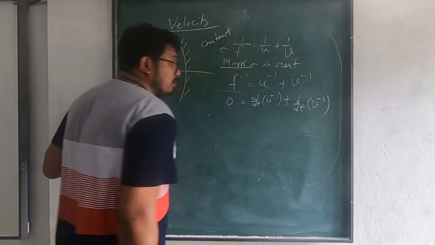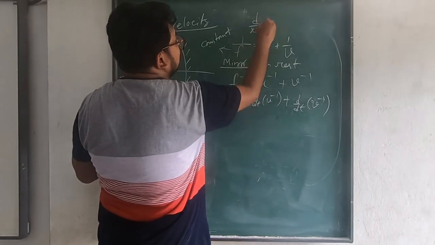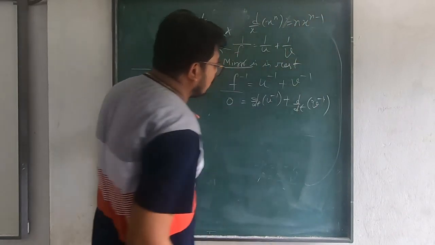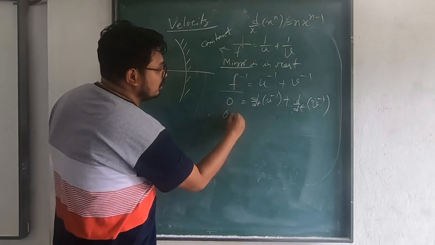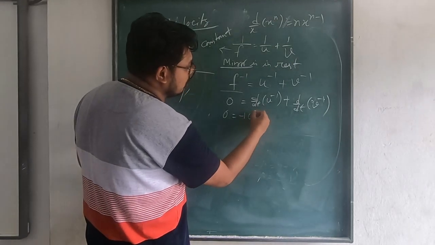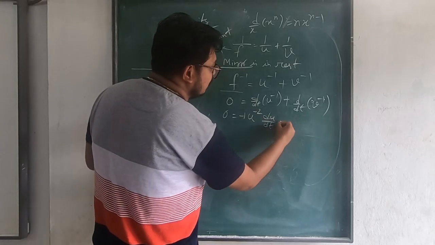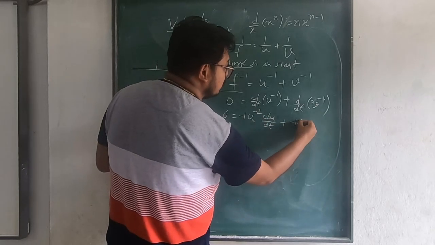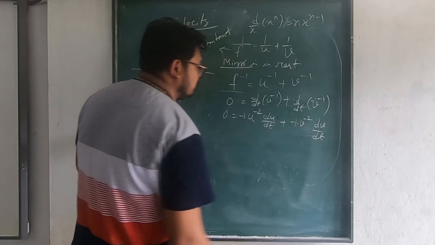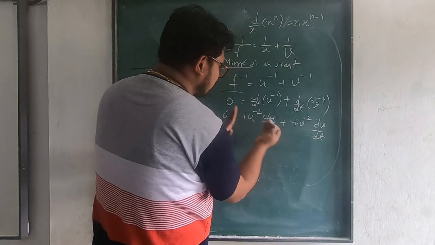Now you know the x to the power n formula. What is it? d by dx of x to the power n is n into x to the power n minus 1. This formula I am going to use here. Clear? So 0 equals, what is your n? n is minus 1, into u to the power minus 2, and you get du by dt. Same here, minus 1 into v to the power minus 2 dv by dt. Clear?